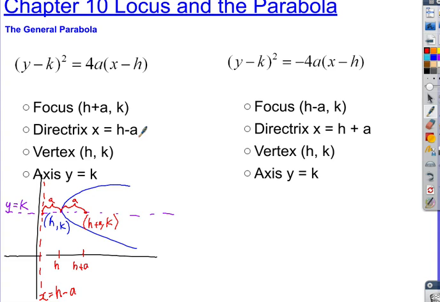Because there's lots of letters in here, it makes it more confusing. But once you start putting in the coordinates, then you'll have numbers to play with. It makes it a lot easier.